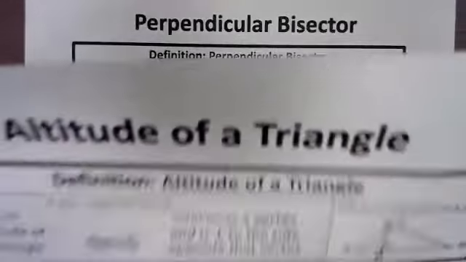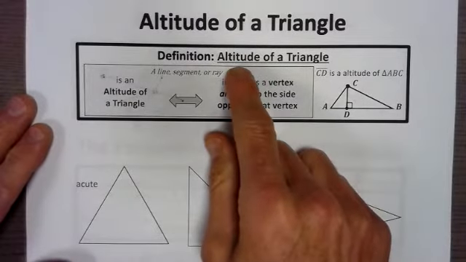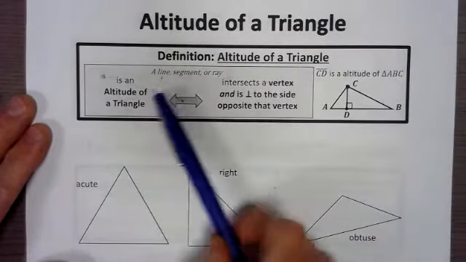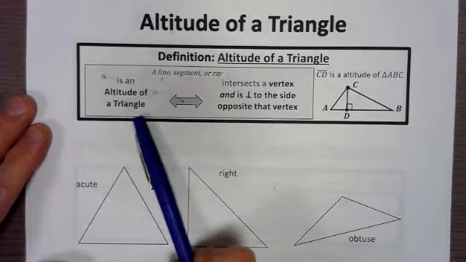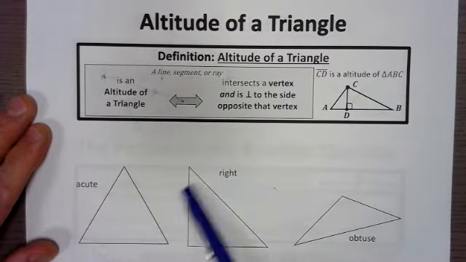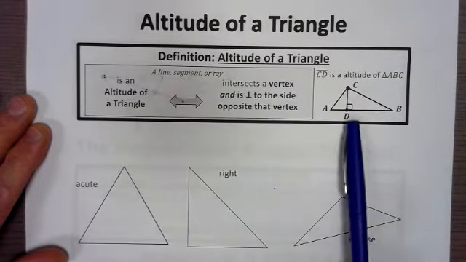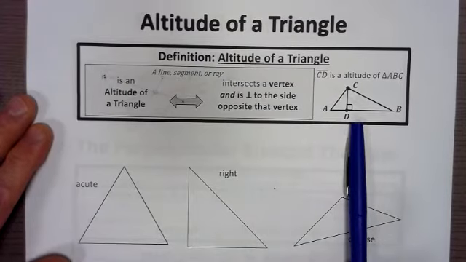Next, altitude of a triangle. Now, altitude is different because it's a line segment or ray that intersects the vertex, so it starts from one of those points, and it is perpendicular to the side opposite that vertex. So here we have our first example of what that could look like.